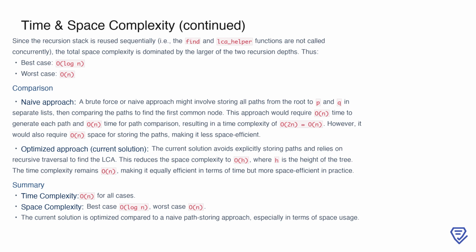Comparing this solution to a naive approach, the brute force method might involve storing all paths from the root to P and Q in separate lists and then comparing those paths to find the first common node. While this naive approach also has a time complexity of O(n), it would require additional space of O(n) to store the paths, which makes it less space efficient. By contrast, the current optimized solution avoids storing paths explicitly and instead uses recursive traversal, reducing the space complexity to O(h), where h is the height of the tree.